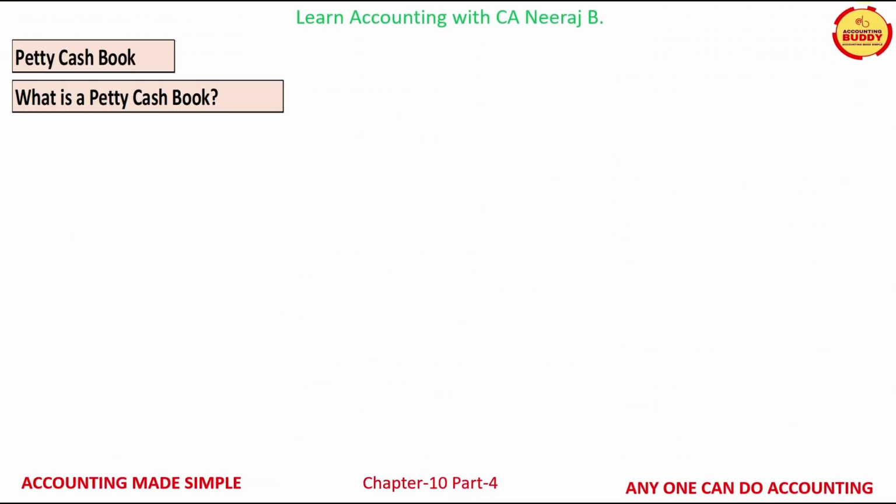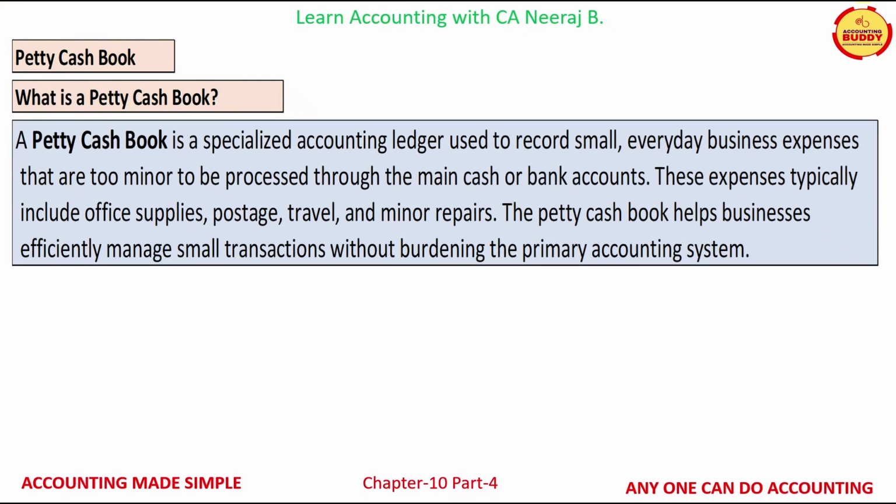Let us learn all about petty cash book. A petty cash book is a specialized accounting ledger used to record small everyday business expenses that are too minor to be processed through the main cash book or the bank book. These expenses typically include office supplies, postage, travel, and minor repairs. The petty cash book helps businesses efficiently manage small transactions without burdening the primary accounting system.